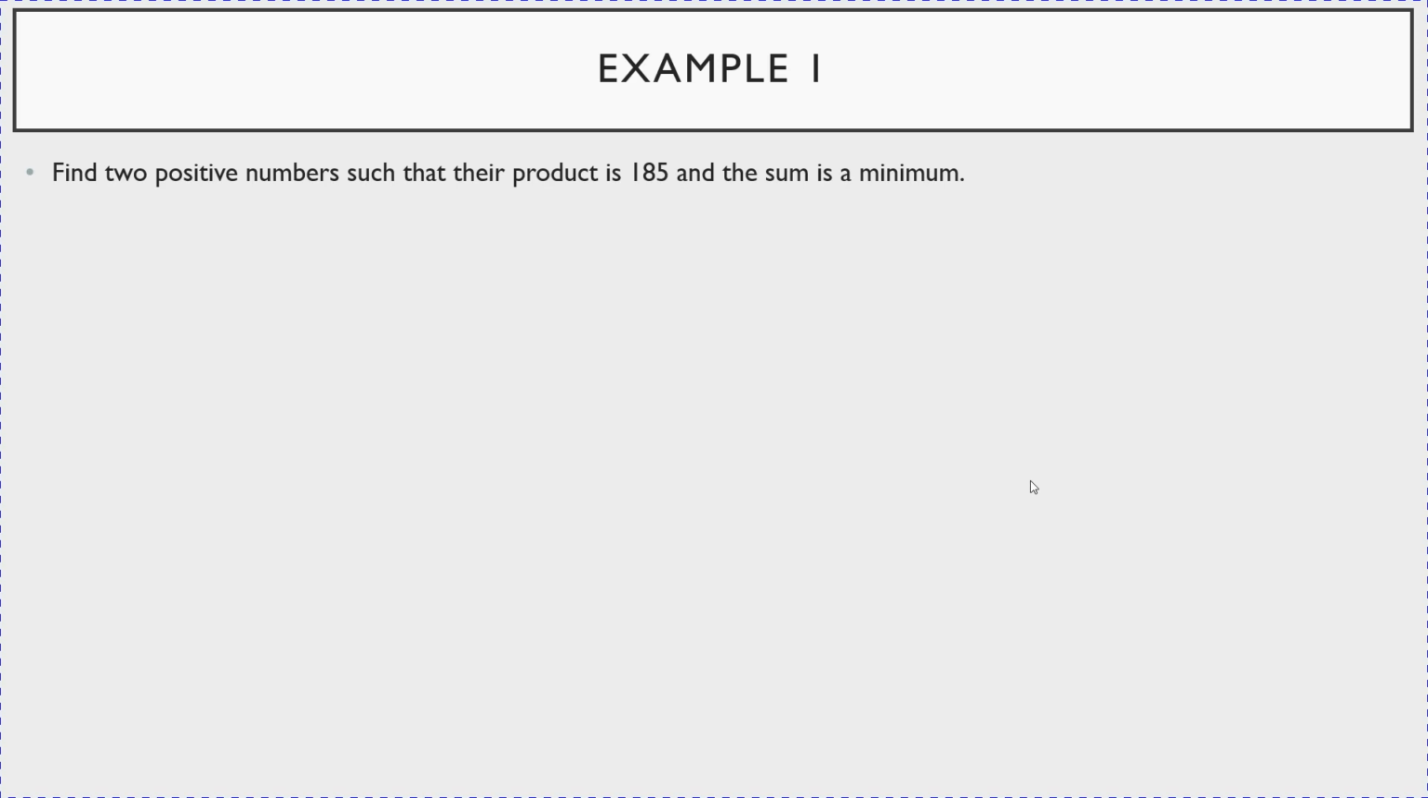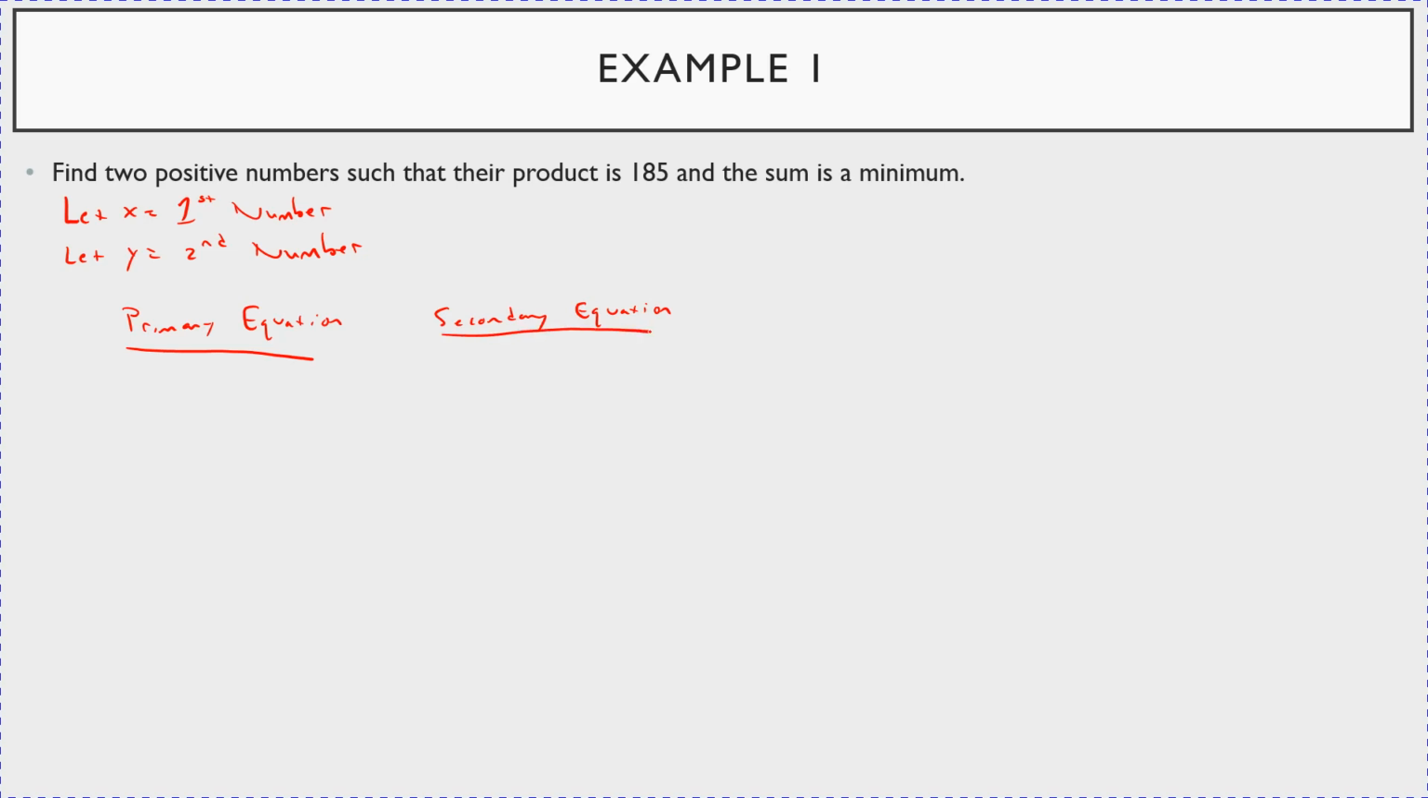So let's start with this. We're looking for 2 numbers. So I'm going to start off by saying let x equal the first number, and let y be equal to the second number that we're looking for. Remember, looking back here, we need a primary equation and then a secondary equation.